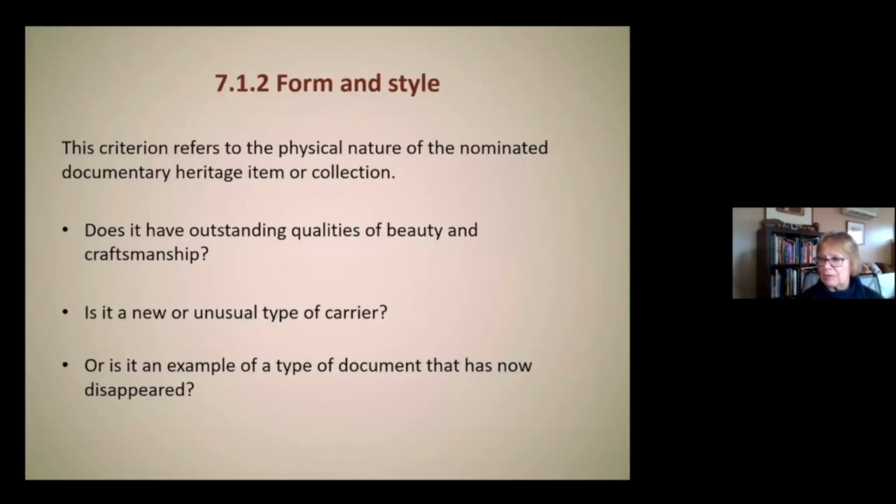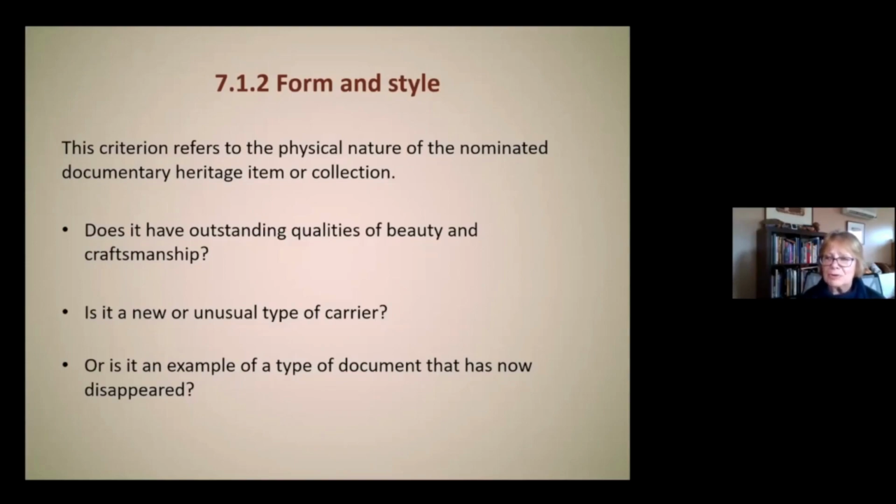So that's historical significance. The second one is form and style. And this one is about the physical nature of the nominated documentary heritage. What is it made of? What is it like to look at? Does it have outstanding qualities of beauty and craftsmanship? Is it a new or unusual type of carrier? Because as you will have been told, a carrier is the item that supports the actual content of a document. Or is it an example of a type of document that has now disappeared? So there's all sorts of ways of looking at the physical nature.